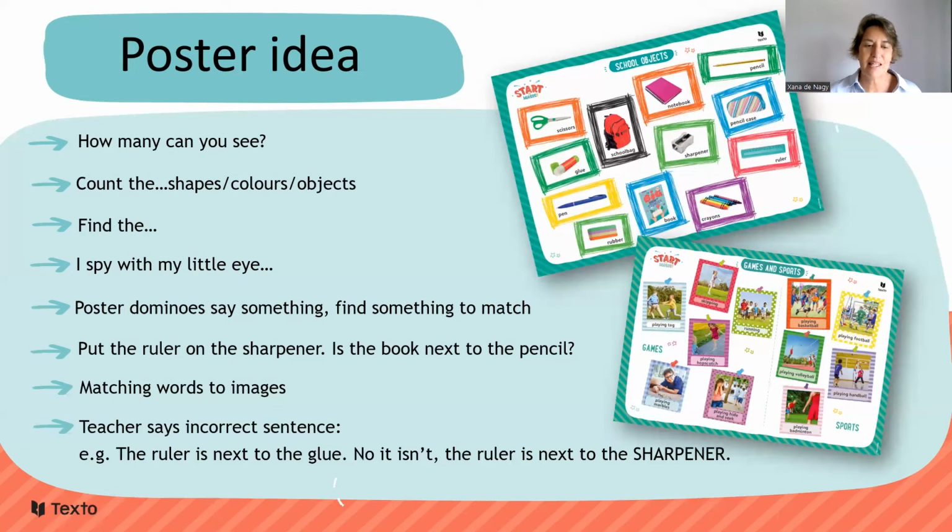Another fun activity is where you say an incorrect sentence and the children have to correct it. So for example, the ruler is next to the glue. Let's have a look. Is it? And the children have to say, no, no, it isn't. The ruler is next to the sharpener.